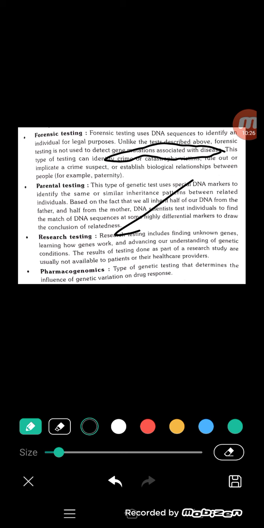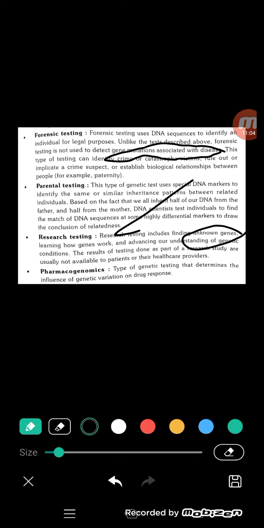And the next one, research testing. Research testing includes finding unknown genes, learning how genes work, and advancing our understanding of genetic conditions. The results of this testing are part of the research and study, and are usually not available to patients or their healthcare providers. And the last one is pharmacogenomics.